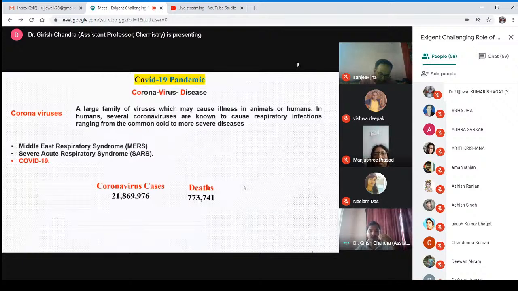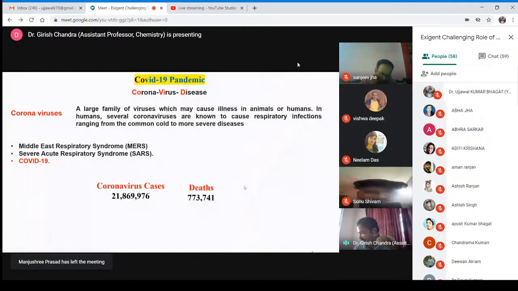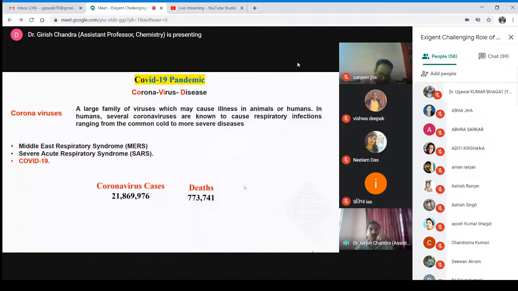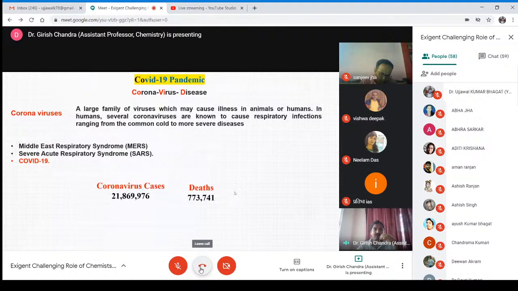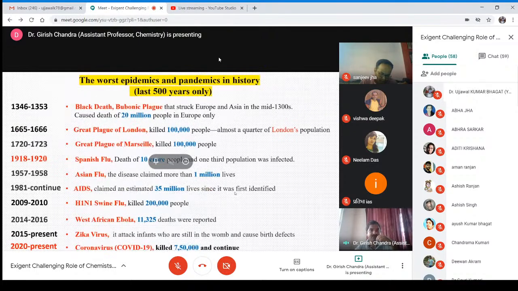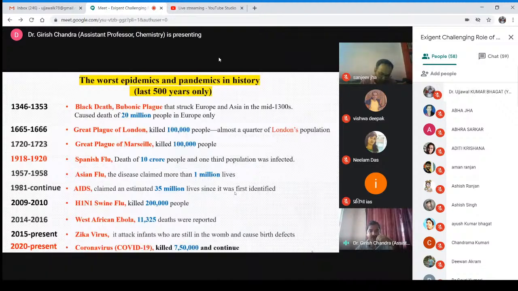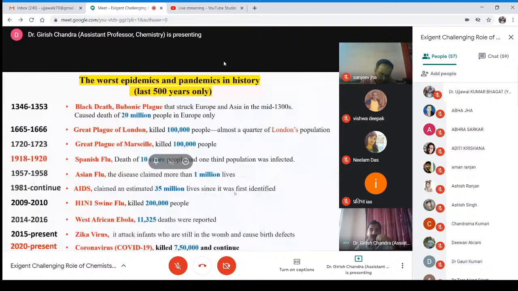So coronavirus, or COVID-19 particularly, is very novel, but pandemics caused by different viruses are not new. If you go through the history of human society, you find that there were many pandemics caused by viruses, and millions of people died due to infections of different kinds of virus. So here I want to summarize a few of them, particularly from the last 500 years, which created problems for human society, and sometimes it was so severe that it was thought it would kill the whole human society.